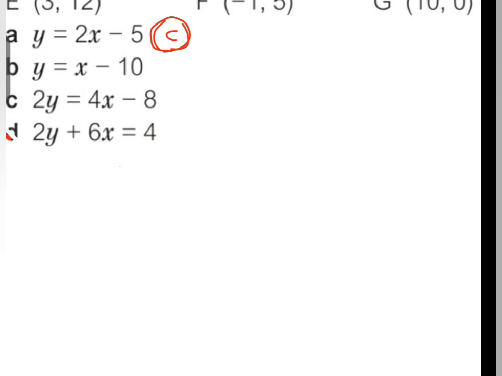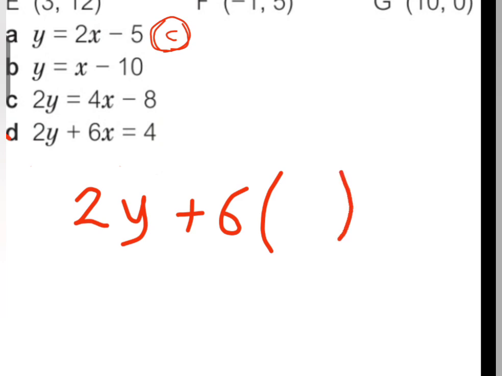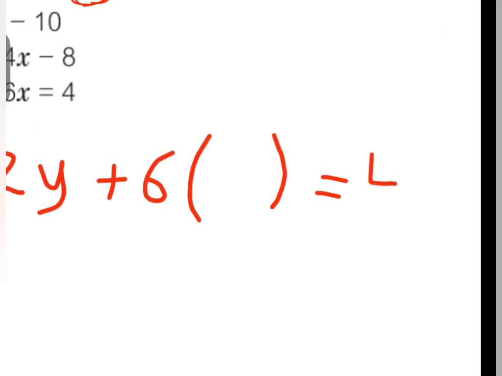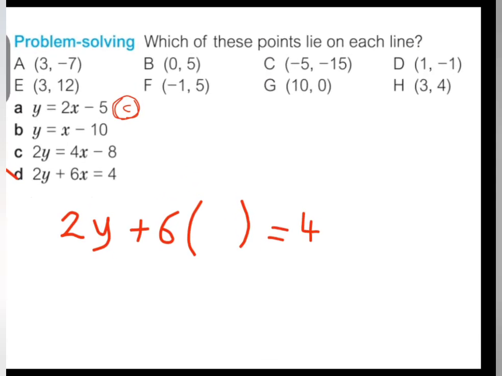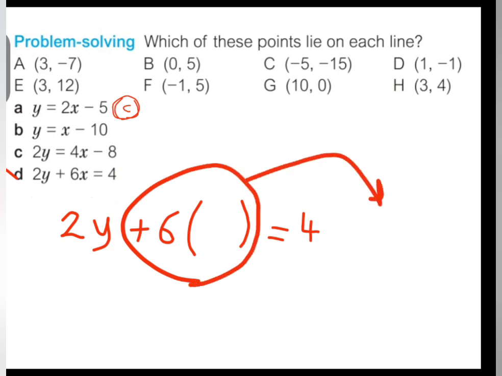For line D, let's write it first. We write 2y plus 6x. We make a bracket, so we can put it here, equals 4. Now here, we need to find the value of y alone. We have to put y alone so we can work on this equation, okay? So, to put y alone, we take the whole thing here to the other side by negative. So it's going to be what?